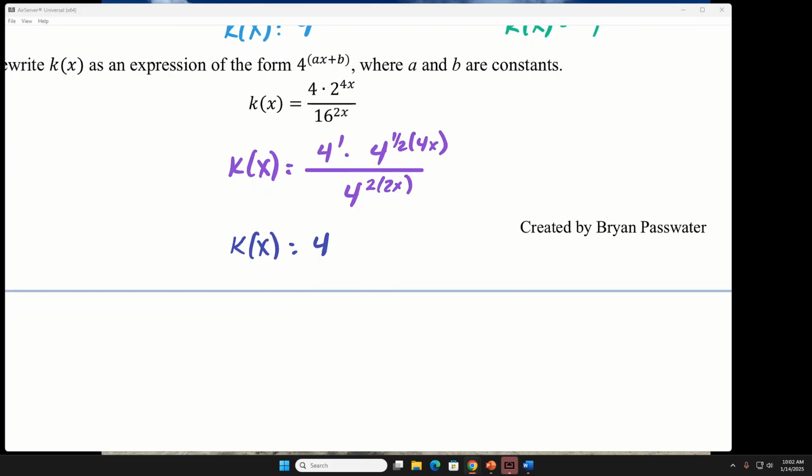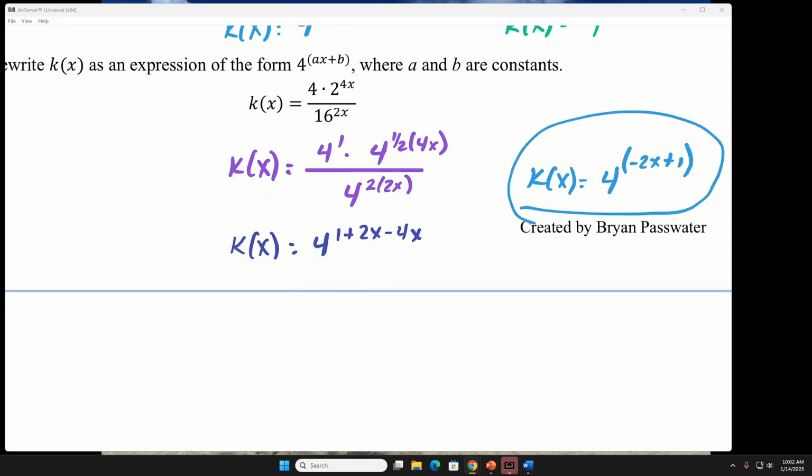Okay, and then now if the 4s are in the numerator, we're going to add the powers, subtract the powers in the denominator, and then I am going to write the x term first. Like I said, not really sure if it matters, but this is only worth 1 point, so I'm going to try and do everything perfectly. Okay, what questions do you guys have? Not too bad.